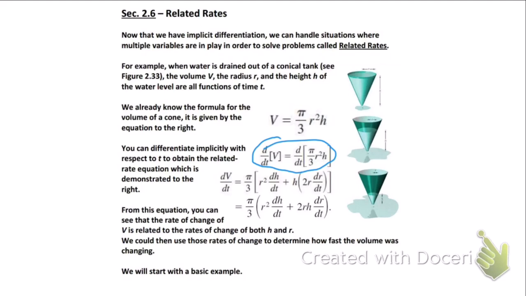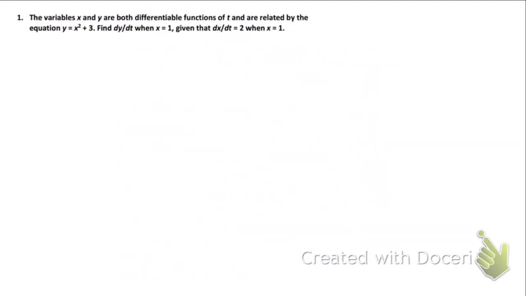Good so far? Sure. How hard could this be, really? It says we'll start with a basic example. I'm all about basic. So it says we got x and y. They're both differentiable, but they're functions of t. And they're related by this equation. This one here.